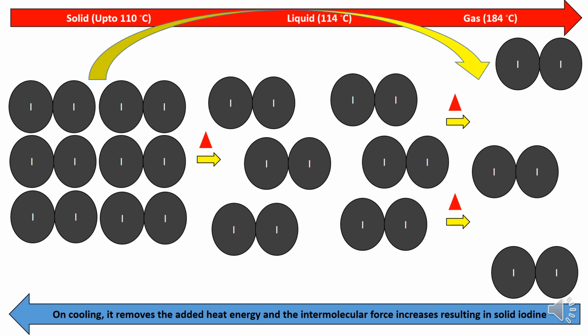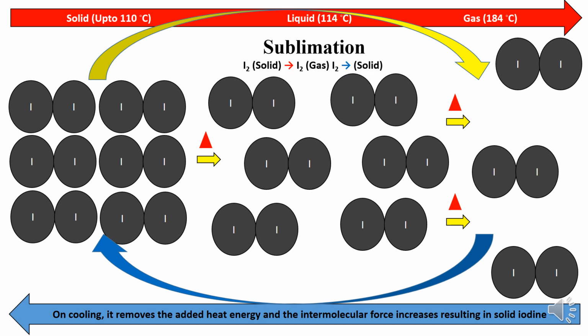Now in the case of iodine, there is no intermediate liquid state. There is direct transformation of solid to the vapor form, that is sublimation. So sublimation is a process where you find a direct transformation of solid to the vapor form. So on heating, solid iodine goes to the gaseous form, and on cooling, the gaseous iodine molecules again closely packed, resulting in solid iodine.